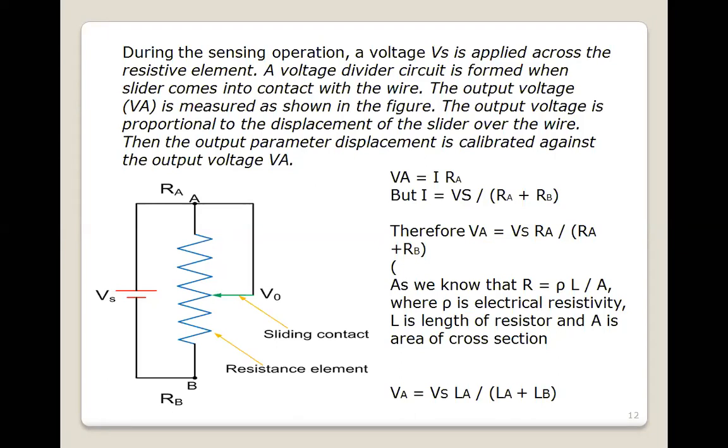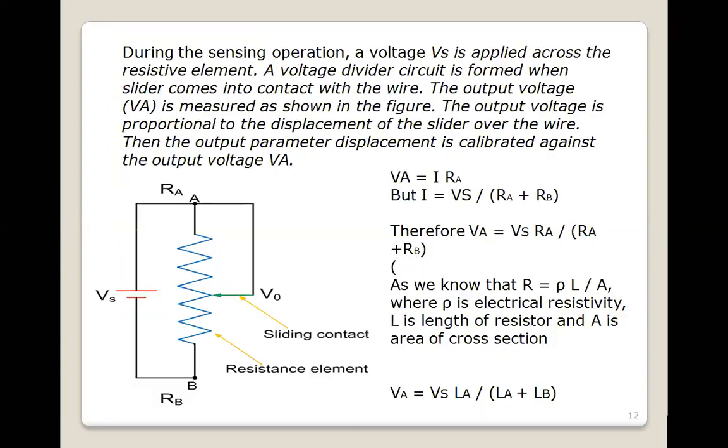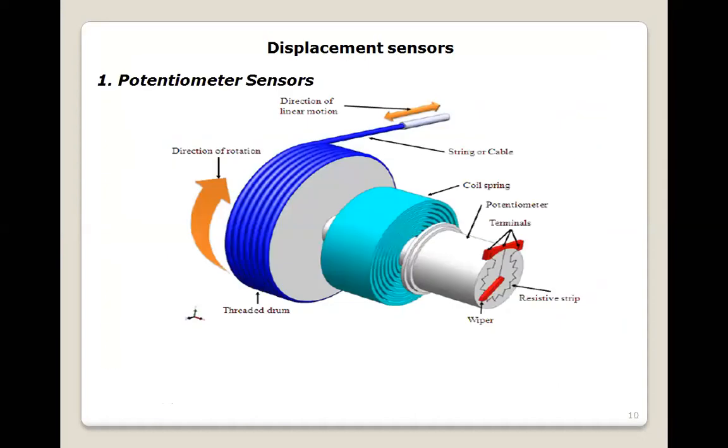The second one is strain gauge. First, do you have any problem with the resistive type of potentiometer sensor that is used as a displacement sensor?